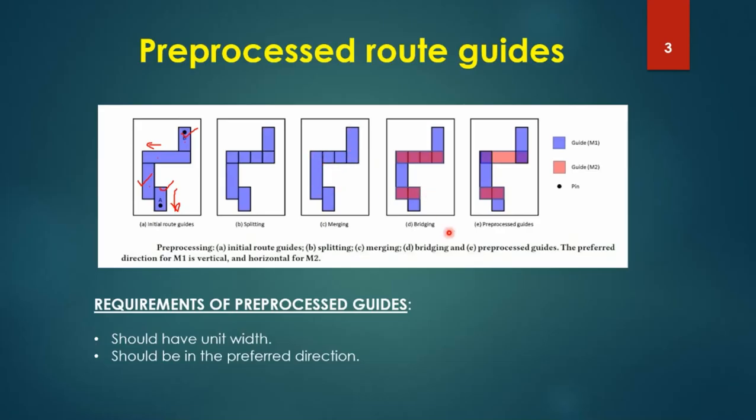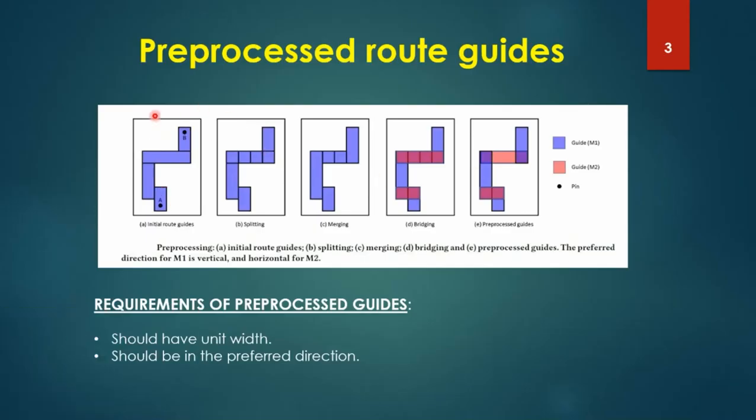And then finally the third step is the bridging. So the edges which are touching parallel to the preferred routing directions are actually bridged with an additional upper layer. So finally what you see is this. Now just focus on the initial route guide and the pre-processed route guide. In the pre-processed route guide, how is it different from the initial route guide?